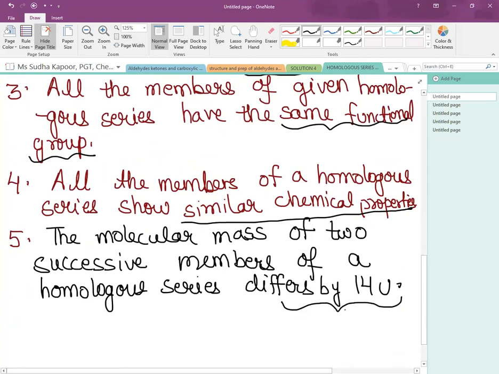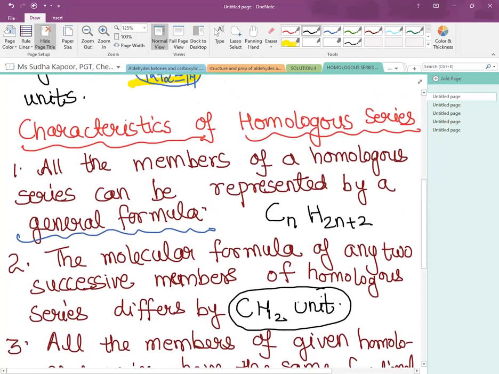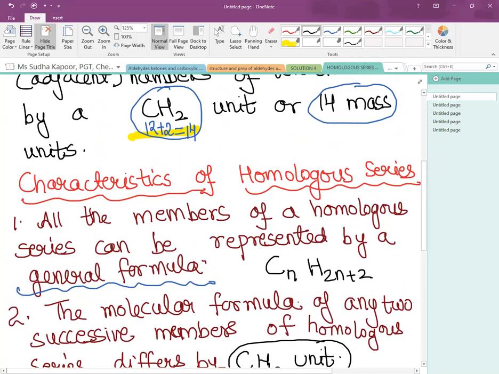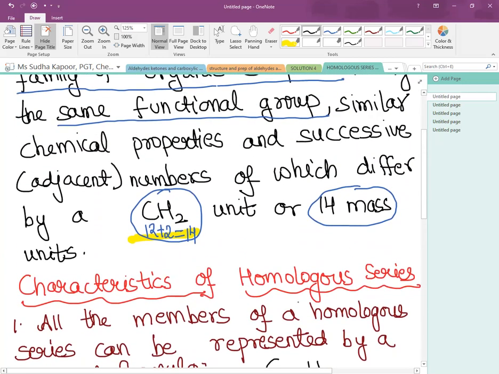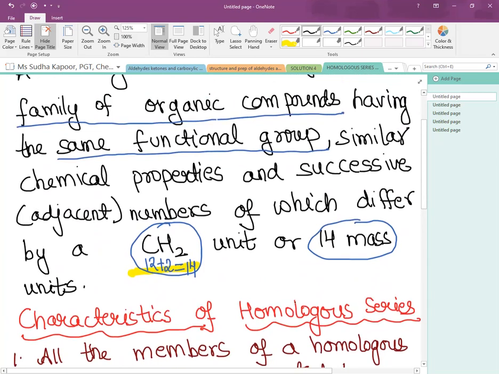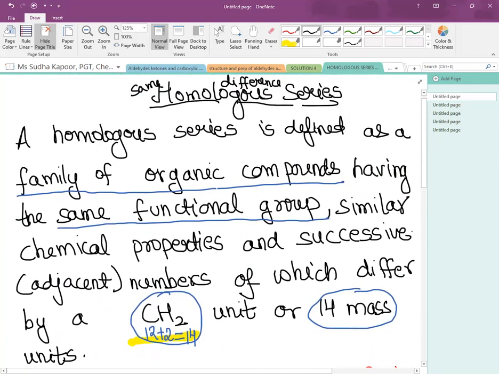So we have to learn the definition and the characteristics of the homologous series. And what is homologous series? When there is a same difference between the adjacent members and they all follow the same chemical properties, same functional group, such a series is known as homologous series.